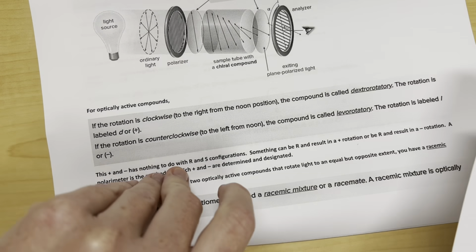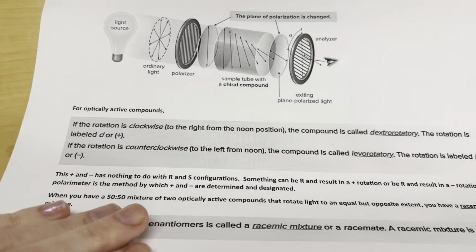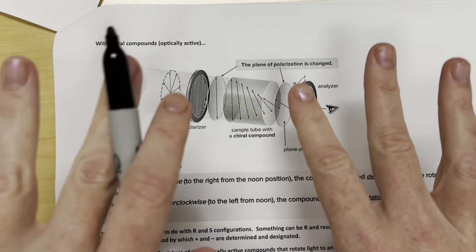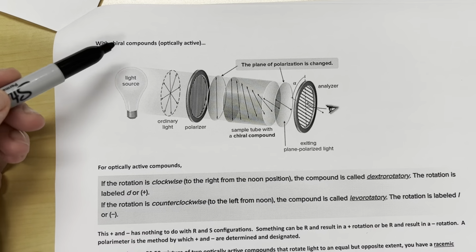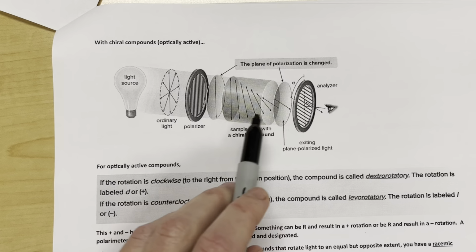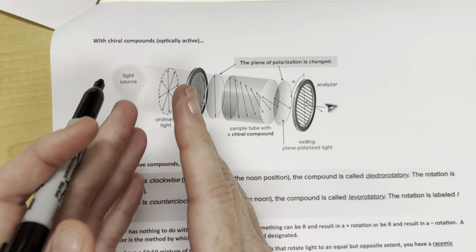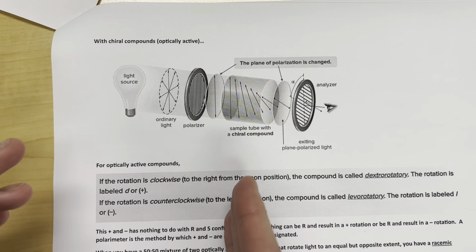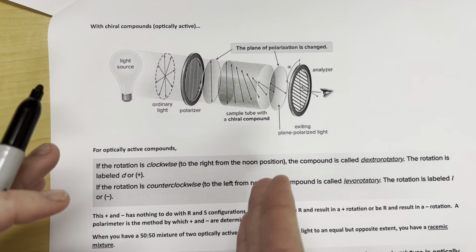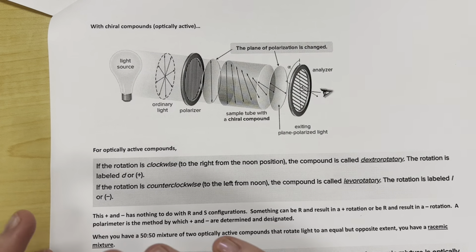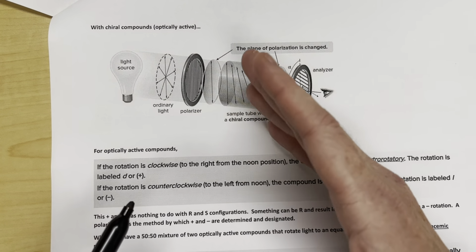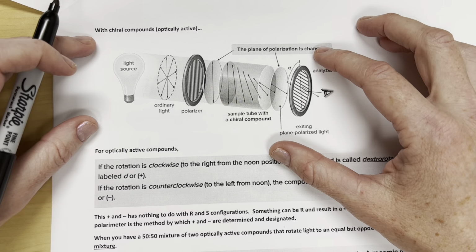However, if you have a chiral compound, non-superimposable on its mirror image, like your hands, when you run light through a polarizer and you have a sample of that chiral compound here, it will actually shift the direction of the light, either clockwise or counterclockwise, and to a certain extent. Sometimes it'll be really shifted, and sometimes just a little bit, and it's measured in degrees. Then we can analyze the light coming out and realize, hey, this light flipped. So that's what chiral compounds do.